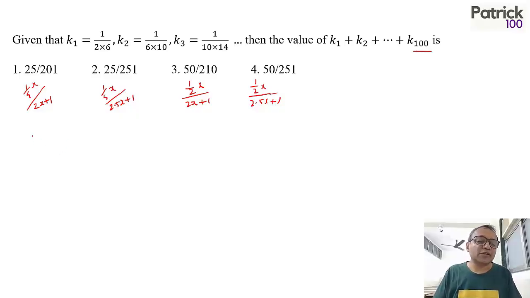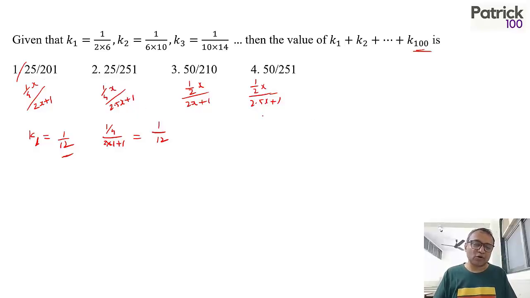Let's look at only k1 first. k1 is 1 by 12. If I take x as 1 term, that means 1/4, and the denominator will become double of 1 plus 1. It becomes 1 by 12. When the last term is 100, we took 1/4 and double plus 1, the first option. So if I take the last term as 1, it becomes 1/4 upon double plus 1, which is 1 by 12. Satisfies. Technically the first should be the answer. None of the other options are satisfied.